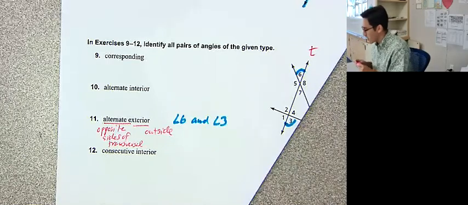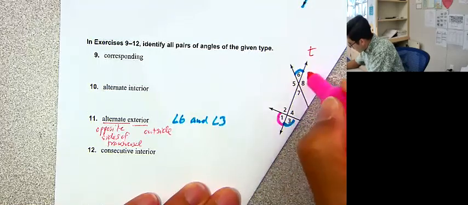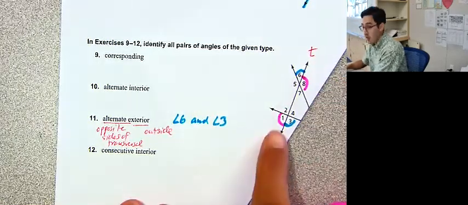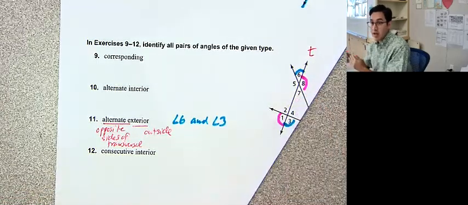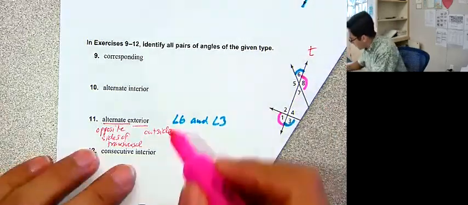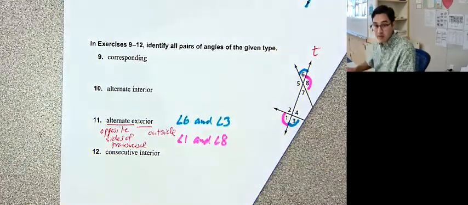There's another pair of alternate exterior angles, and that would be angle 1 and angle 8. Angle 1 is on the left side of the transversal, angle 8 is on the right side, and they're both on the outside of the figure. Angle 1 and angle 8.